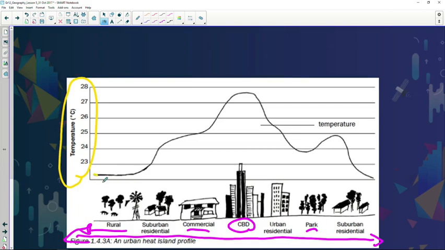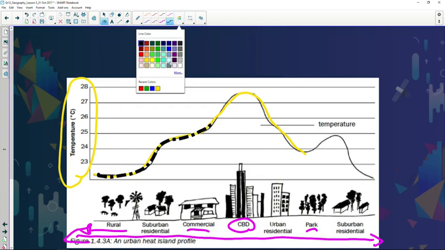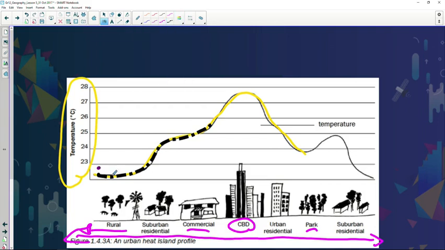Now, this line graph that you see over there, let me just get a purple color. If you look at the line graph over here, you can immediately see where the tallest buildings are and where the most densely populated areas are. They experience much warmer temperatures.